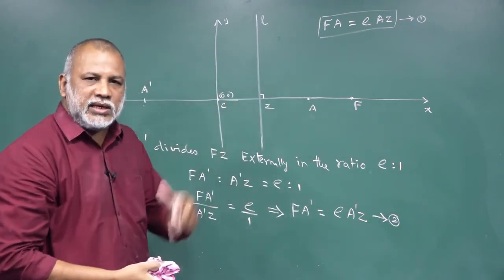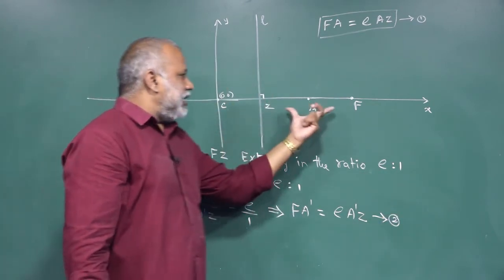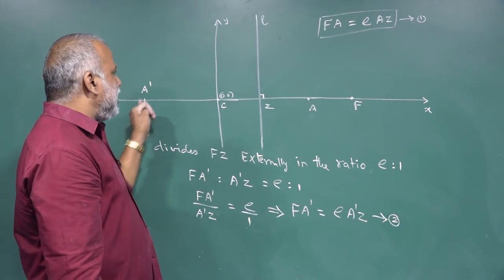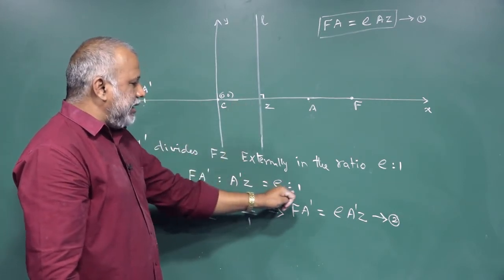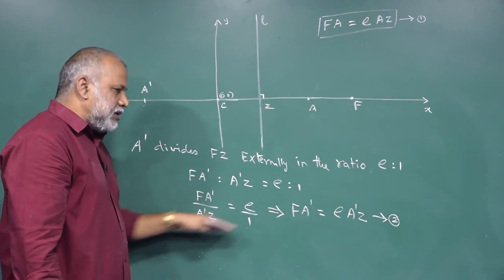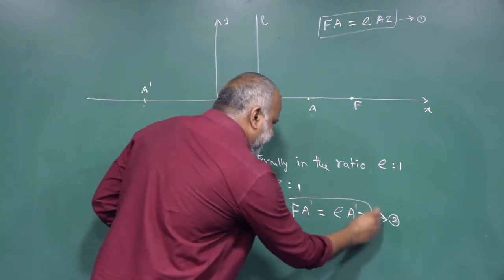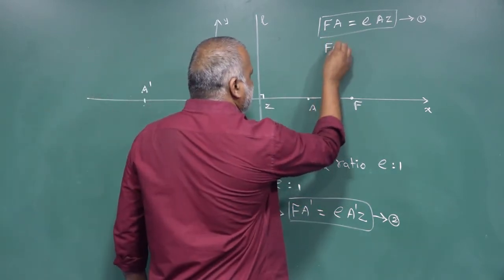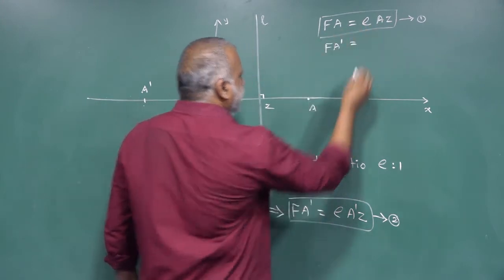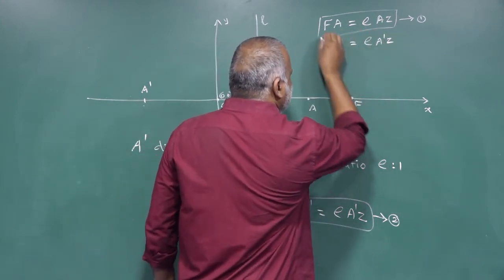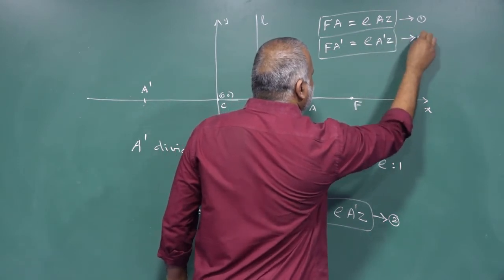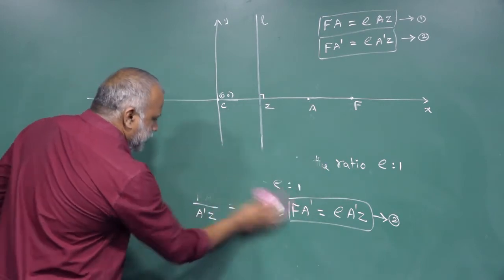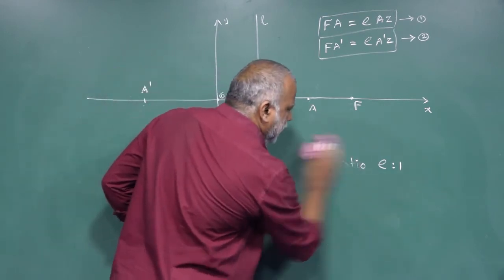Once again, see the second explanation. A dash divides FZ externally in the ratio e is to 1. Therefore, FA dash ratio A dash Z equal to e ratio 1. Ratio is nothing but division. Cross multiplying, we get FA dash equal to e times A dash Z. This is result number 2. So we are getting 2 results, equation number 1 and 2.